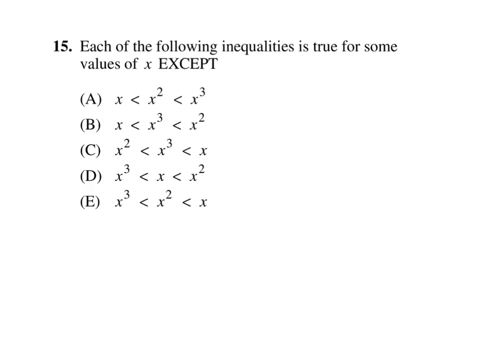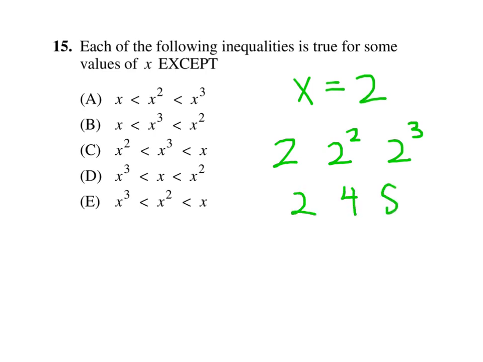Each of the following inequalities is true for some values of x except. Before we try to wrap our head around this question, let's just pick a number for x. If you're like most people, you'll pick x equals 2. 2 squared, 2 cubed. That's 2, 4, 8. Looks like x smaller than x squared, smaller than x cubed.